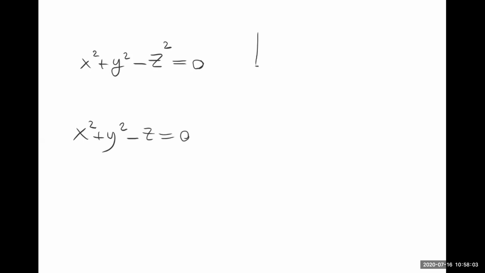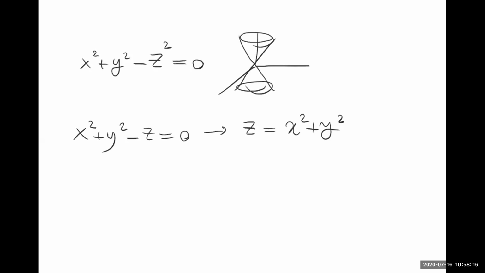Now, there's one more thing, and that's the case where we have x squared plus y squared, but rather than minus z squared, we have minus z, right? So we had z squared. Now, what would happen if we have x squared plus y squared minus z equals 0? Well, here the answer was this thing. What do we get if we have x squared plus y squared equals z? So this means z is equal to x squared plus y squared, right?